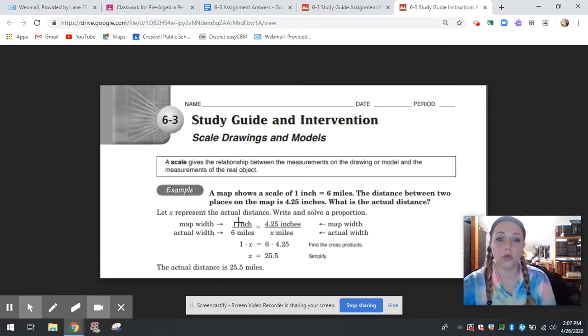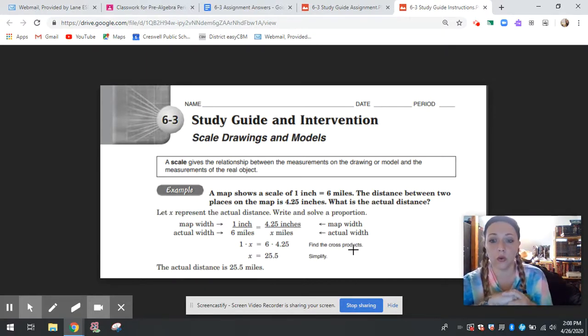So now, even if we took away our units of measurement, what we end up with fraction-wise is 1/6 is equal to 4.25 over x. So that's where we're going to have something to solve. And you can see that they kind of worked it out here. Your first step is to find cross products. What I always say is cross multiply. So it's two different terms that mean the same thing.